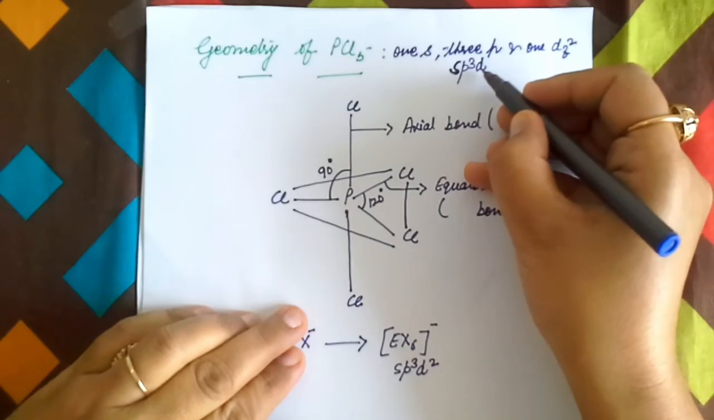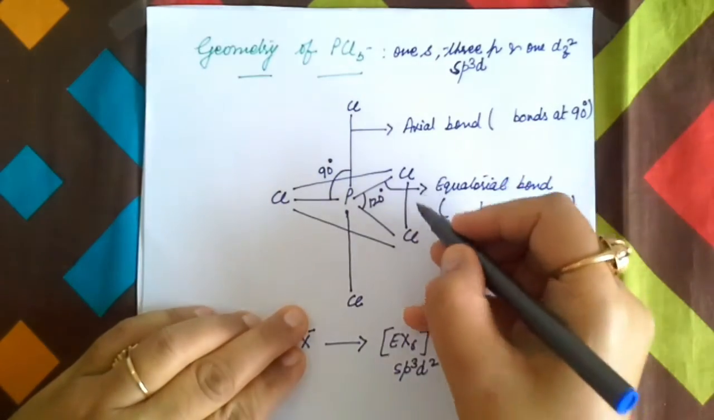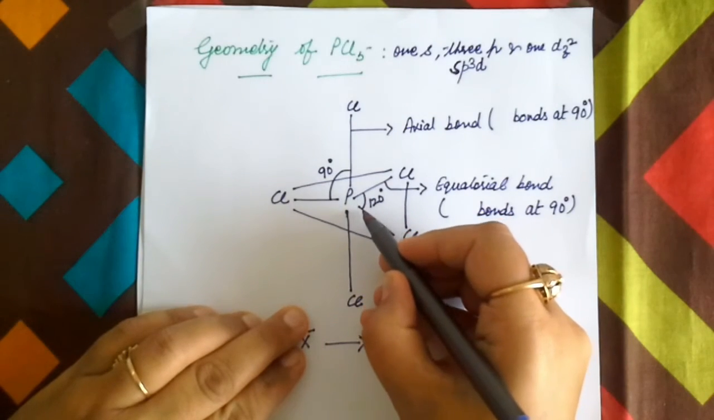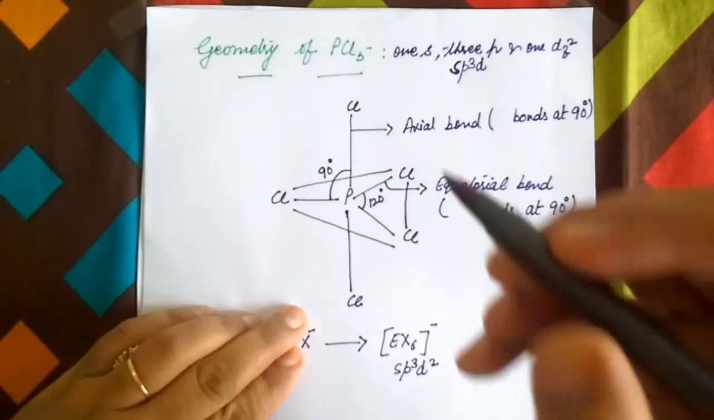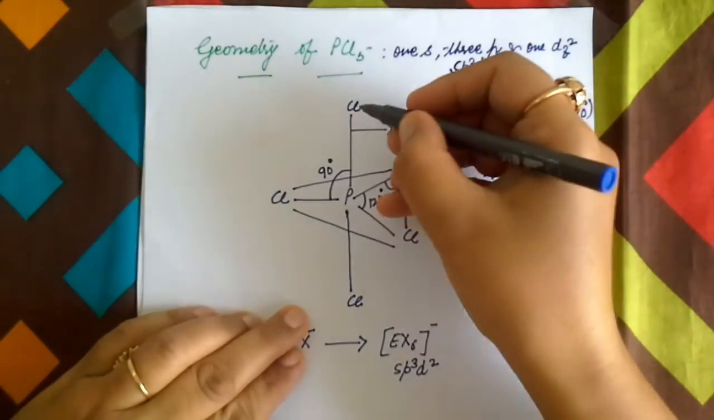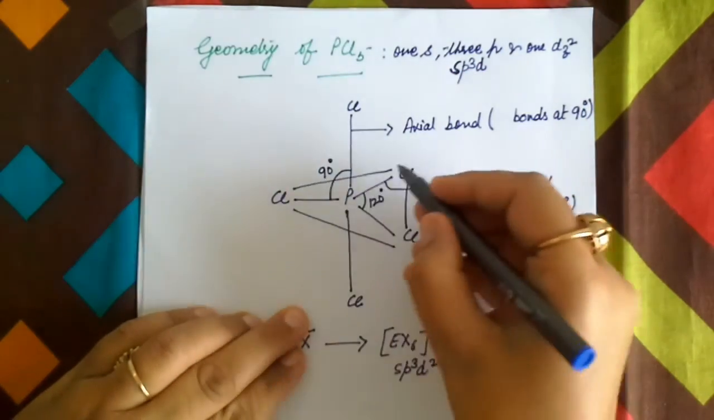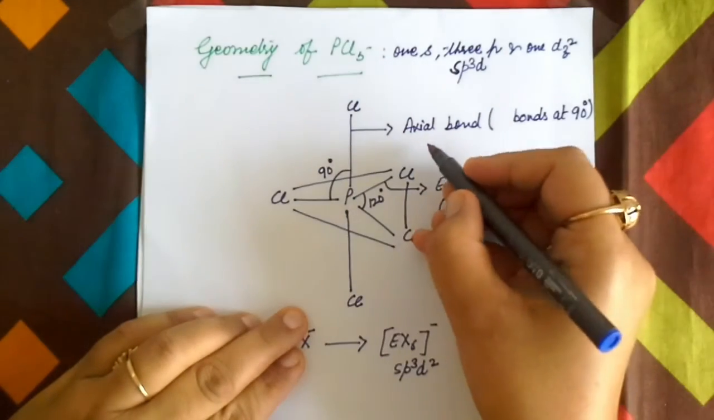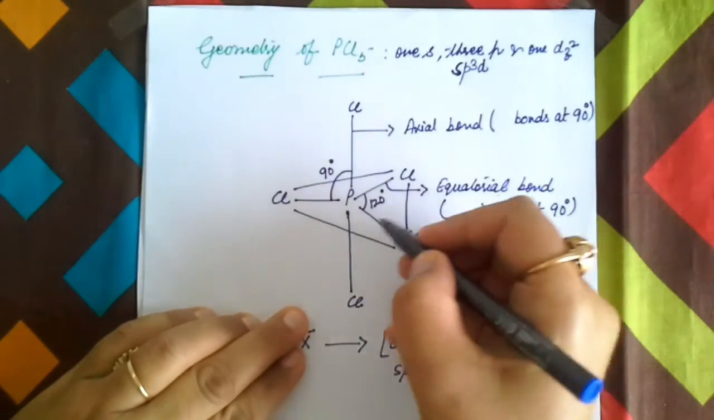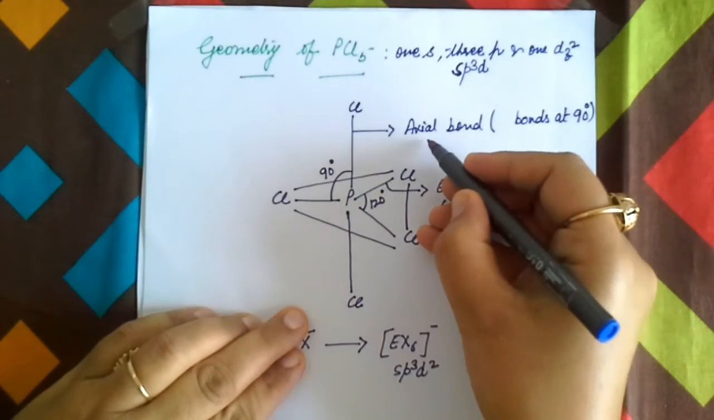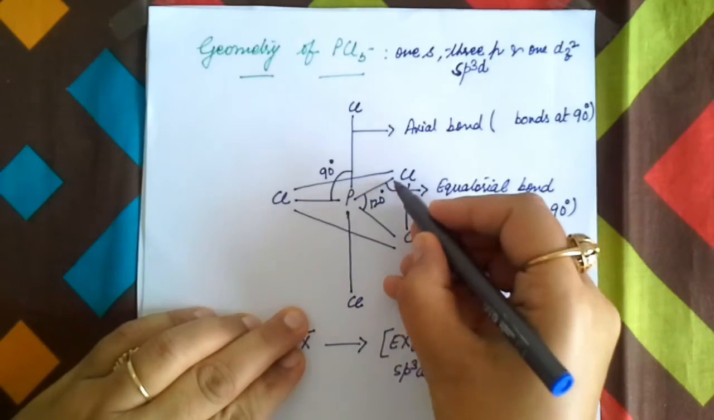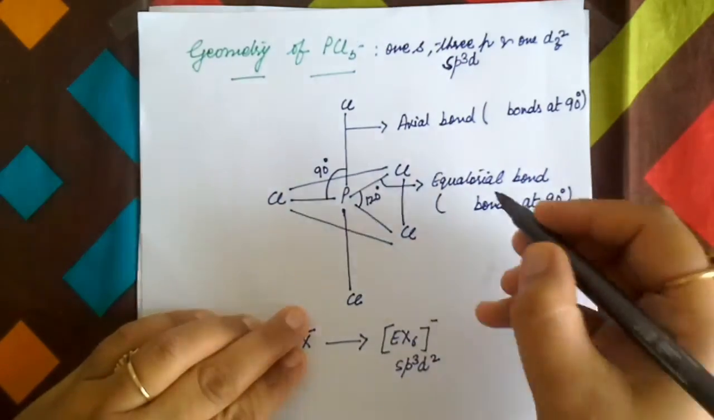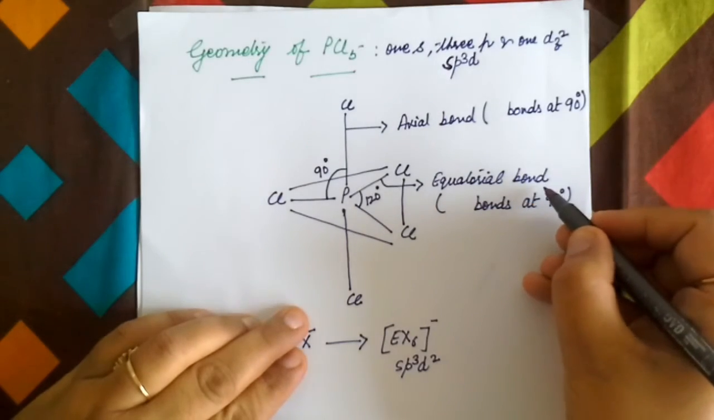So out of 5 hybridized orbitals, 3 hybridized orbitals are present at the corners of the equilateral triangle, giving an angle of inclination of 120 degrees, and 2 orbitals are present above and below the plane of the triangle at 90 degrees. So the two bonds which are perpendicular to the plane of the equilateral triangle are known as axial bonds, and the 3 bonds which are present in the plane of the triangle are known as equatorial bonds.